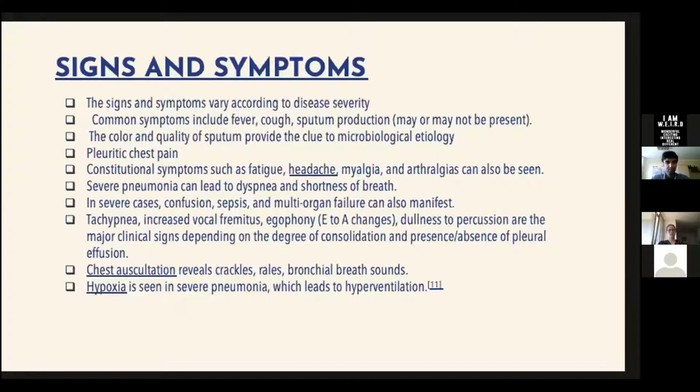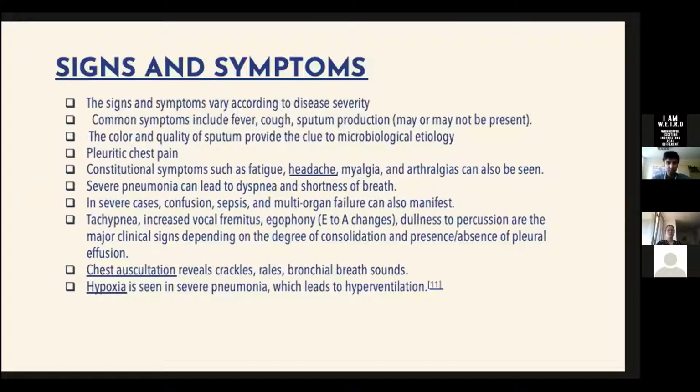Signs and symptoms vary according to disease severity. Common symptoms would include fever, cough, sputum production. The color and the quality of the sputum provided would give an idea of the microbial etiology. Pleuritic chest pain is mainly due to the localized inflammation of the pleura. This can be seen with any kind of pneumonia, but it is more common with lobar pneumonia. And other constitutional symptoms like fatigue, headache, myalgia, arthralgia can also be seen.